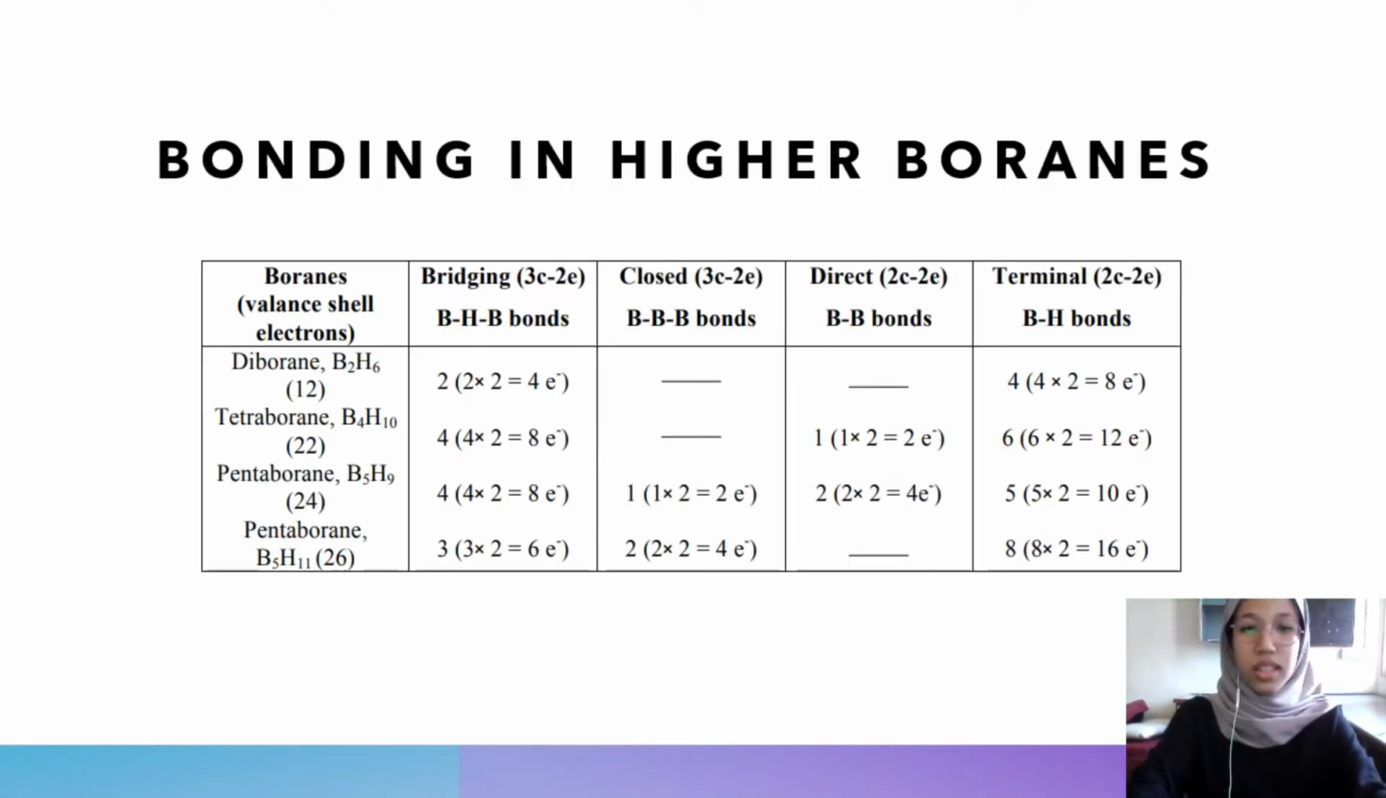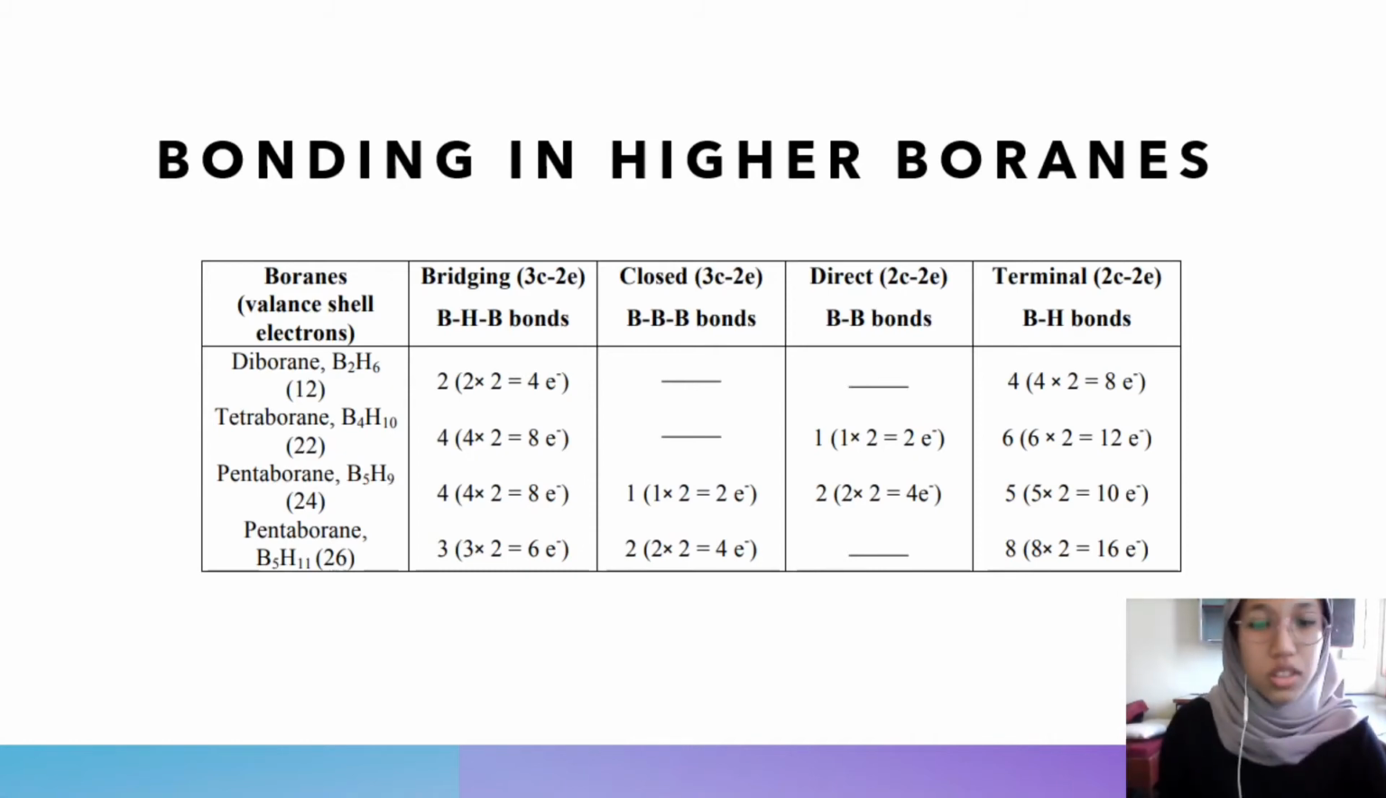Next, bonding in higher boranes. So this slide basically summarizes the calculation of framework electrons in higher boranes. Once we know the structure of higher boranes, we can determine the types of bonds that are involved in the structure. So for example, we have seen diborane. There are 2 types of bonds, which are BHB bonds and also BH bonds.